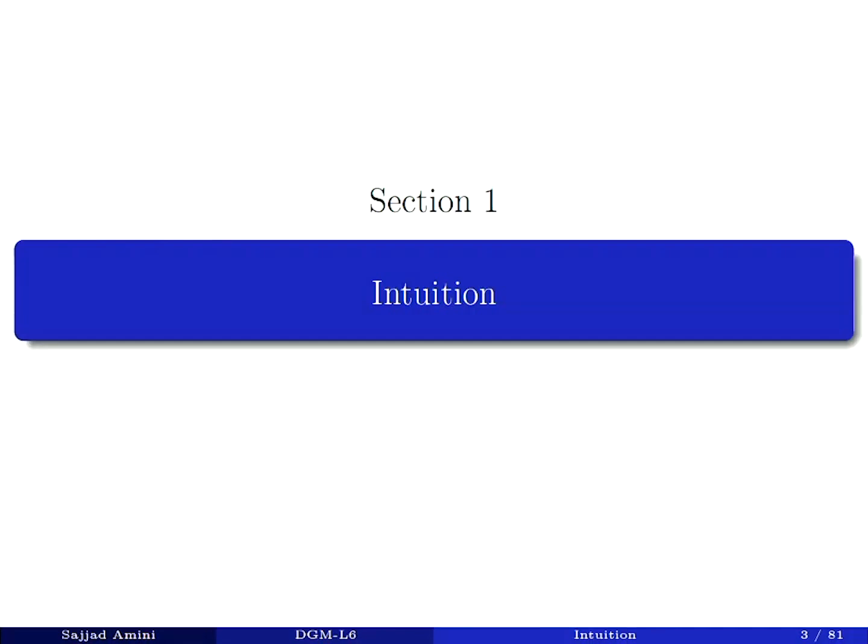Today we want to continue our discussion about GANs, and especially we will talk about f-GANs, or functional GANs, that are an extension to the original formulation of GAN.